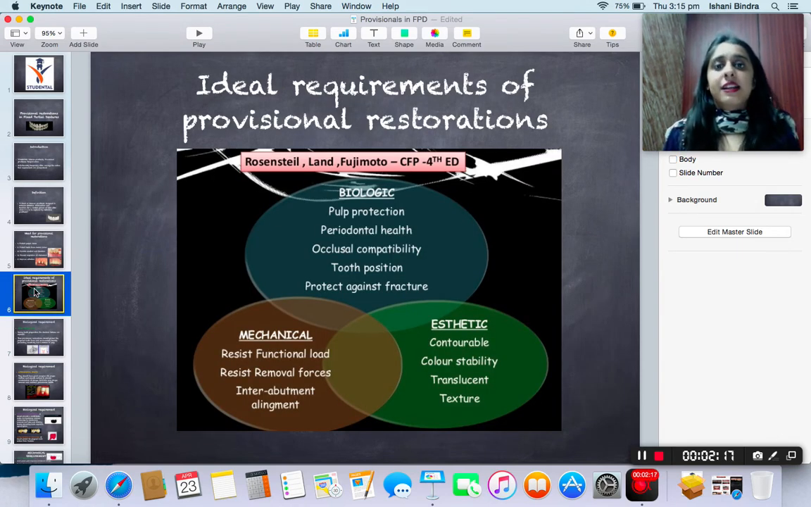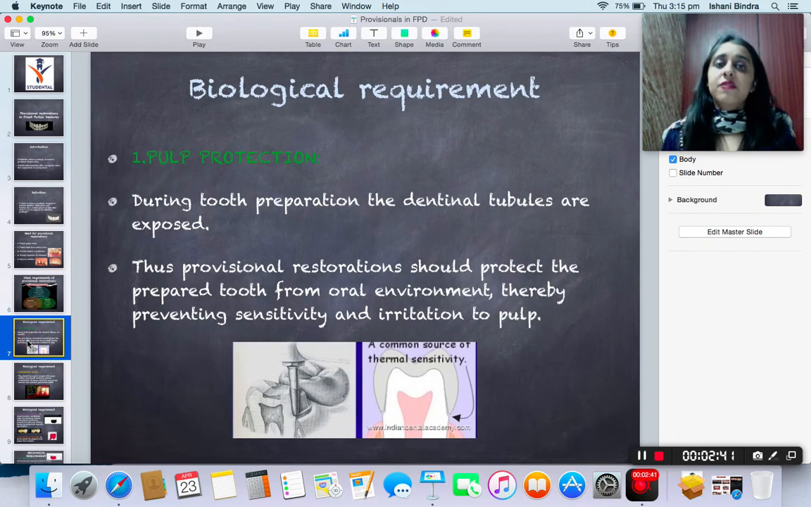So what are the ideal requirements of provisional restorations? According to Rosenstein, they may be classified under three categories, that is biological requirements, mechanical requirements, and aesthetic requirements. All these requirements we'll be covering in detail. Pay a little attention because this might be asked as a short answer question. Coming to the first biological requirement, that is pulp protection.